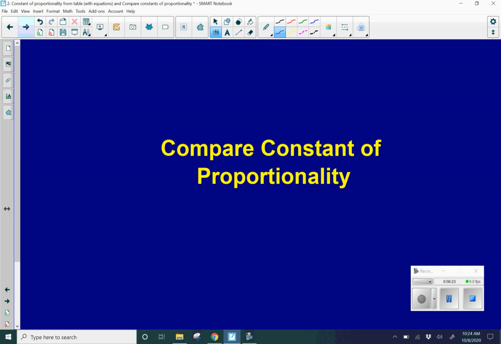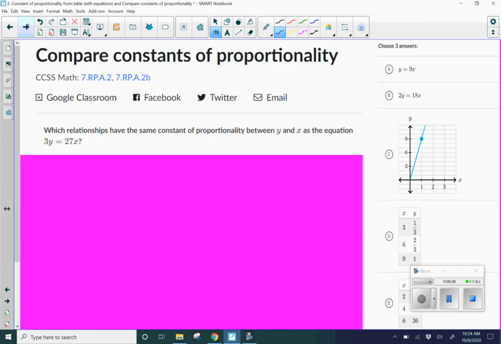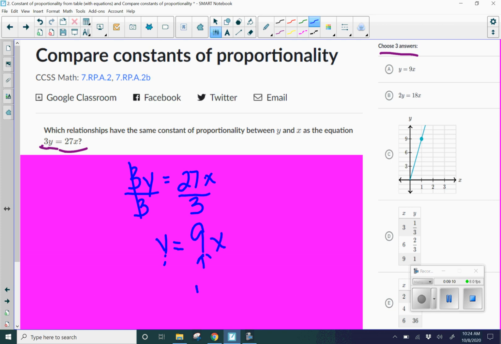Okay, the last one we're going to do today is comparing constant of proportionality. So in this case, they're going to give you a proportional relationship like they did here, and we're going to have to find 3 answers that have the same constant. So it says, which relationships have the same constant of proportionality between y and x as the equation 3y equals 27x? Now, I will suggest that you always simplify your equation, which means to eliminate your coefficient in front of your y. In this case, that's a 3, and to get y by itself, we're simply just going to divide both sides by 3, leaving us with y equals 9x, which means our constant of proportionality is 9.